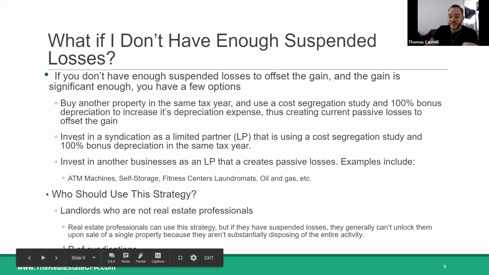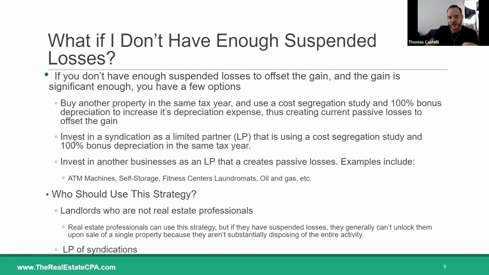Or you can invest in a syndication as a limited partner that is using a cost segregation study and 100% bonus depreciation in that same year. So again, you can buy the property directly yourself and apply this strategy, or you can invest as a limited partner in a syndication that's employing this strategy.